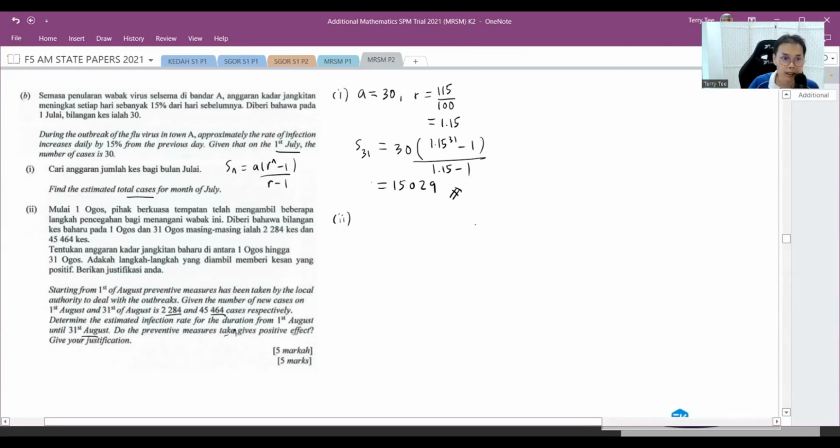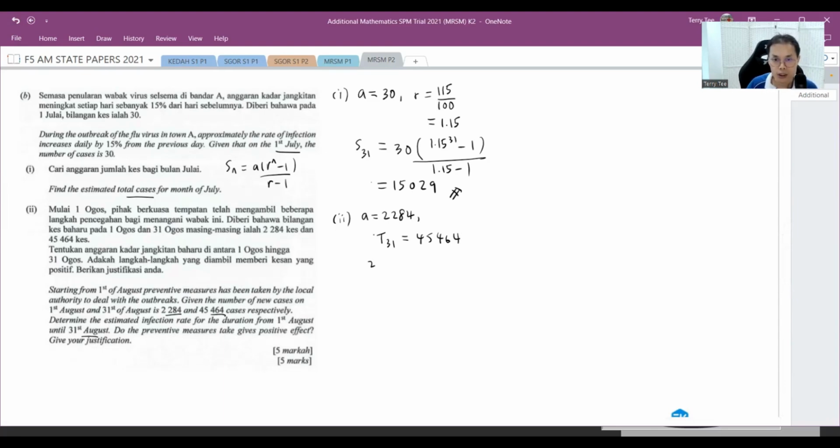So to find whether it has reduced or not, what we need to do is to find the value of r. Okay, so let's start. My first term a is 2284 in August, and on the last day, my T31, August has 31 days, is 45464. So I know my a, I know my n, my Tn. I want to find my r.